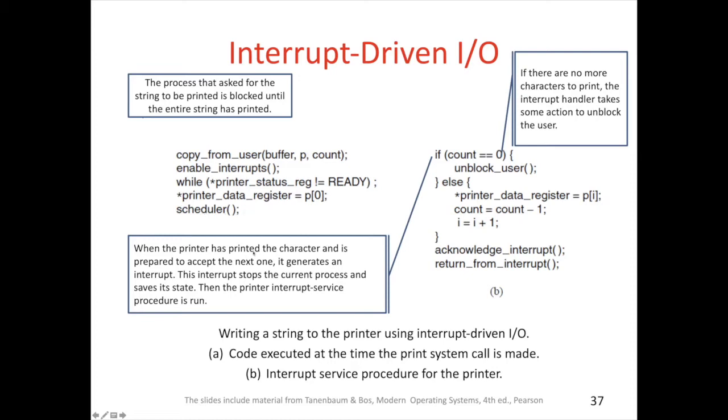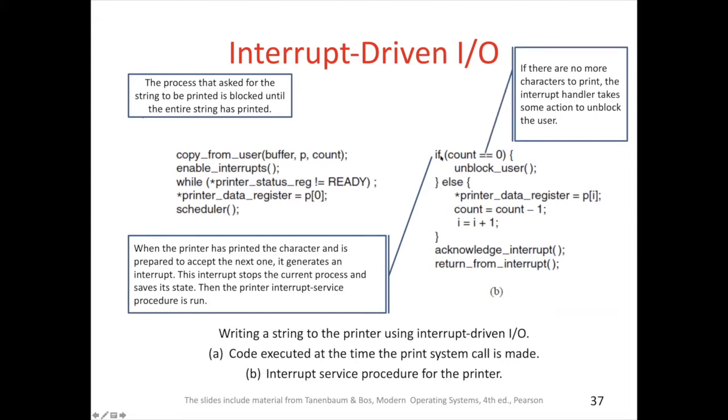When the printer has printed the character and is prepared to accept the next one, it generates an interrupt. This interrupt stops the current process and saves its state. Then the printer interrupt service procedure is run. Here the interrupt service procedure for the printer is given. It is checked if count is equal to 0. If there are no more characters to print, the interrupt handler takes some action to unblock the user. Here, if count is equal to 0, unblock user.